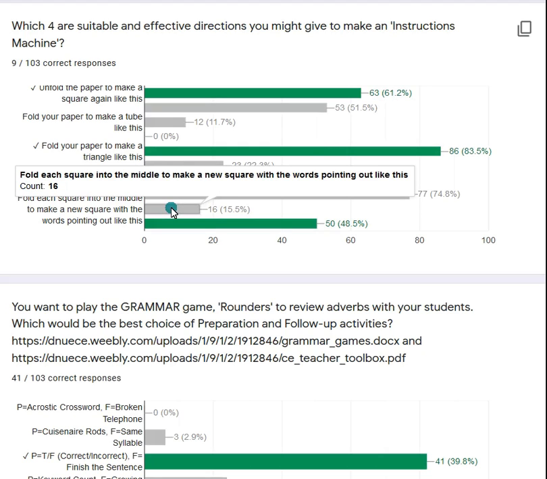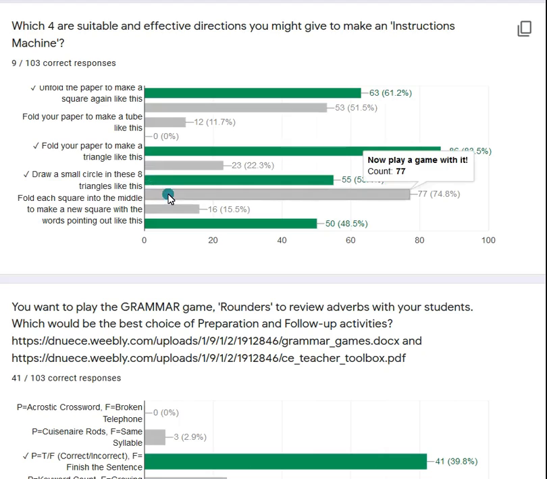No, there was no words pointing out. There was questions in each corner, but that's a wrong direction. Now play a game with it. I don't know why so many chose this. This is a terrible direction because they don't know how to play a game. It's just like saying, now go and use it for whatever you want.